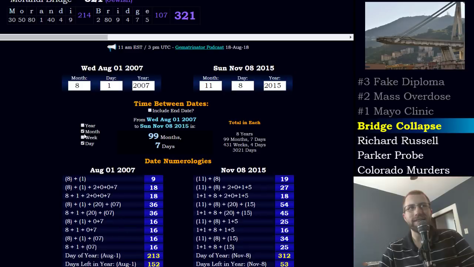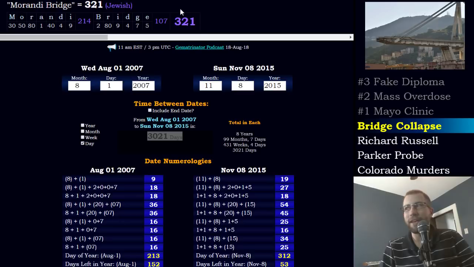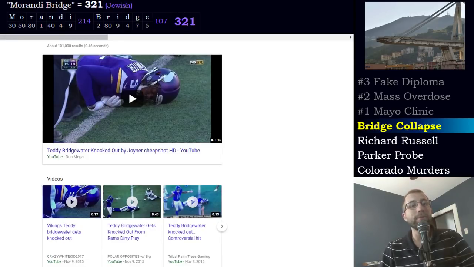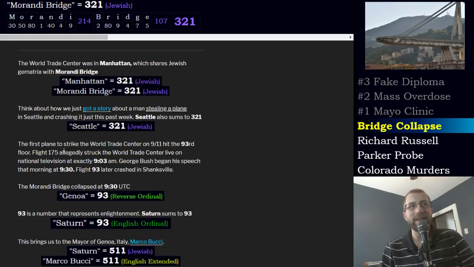Look how many days after the Minnesota bridge collapse that Teddy Bridgewater got knocked out. 3,021 days. How about that? And now here we are talking about the Morandi Bridge, which sums to 321, and how this all occurred in relation to a bridge collapse and 9/11. This is really spooky stuff, Truth Seeker, but you got to admit it's super fascinating.